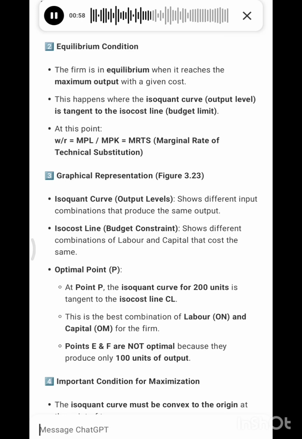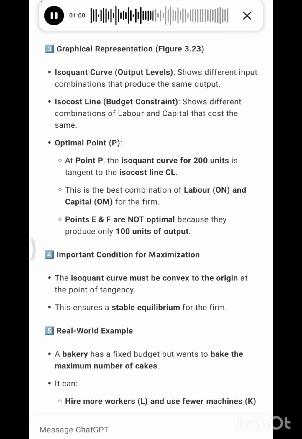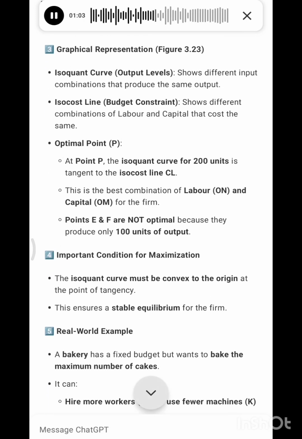Optimal point P. At point P, the isoquant curve for 200 units is tangent to the isocost line CL. This is the best combination of labor, ON, and capital, OM, for the firm. Points E and F are not optimal because they produce only 100 units of output. Important condition for maximization.